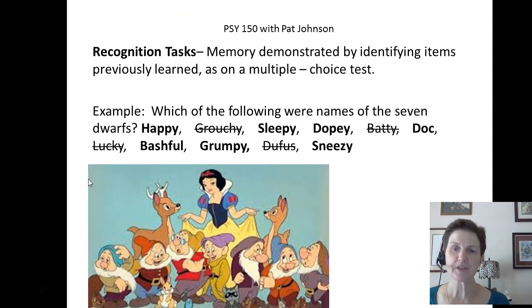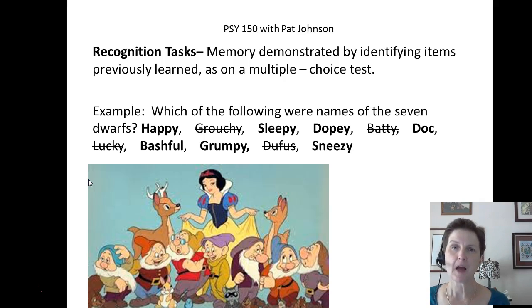Here are the actual names of the 7 dwarfs: Happy, Sleepy, Dopey, Doc, Bashful, Grumpy, and Sneezy. And ask yourself, did I do better at recognition or did I do better at recall? And usually people do a lot better on recognition tasks, not recall tasks. Recognition tasks are a lot easier. We just have to recognize the information.